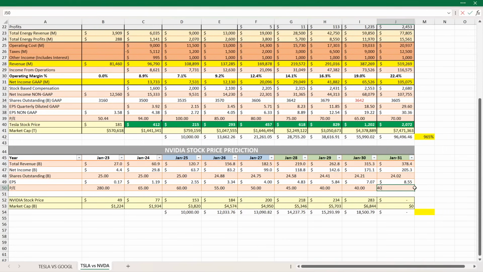40 PE, end of this decade or the start of the next decade, however you guys want to view it. That's a stock price of $342 and a market cap of over 8.2 trillion. Your 10K has now turned to almost 22,500, which is a 224% return.